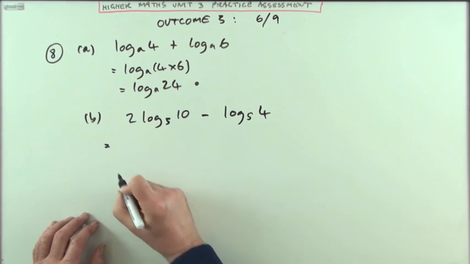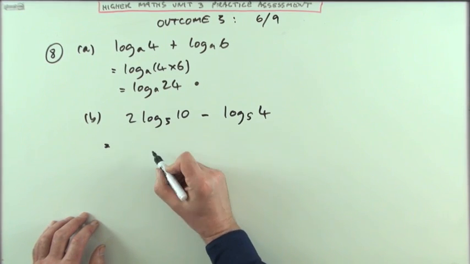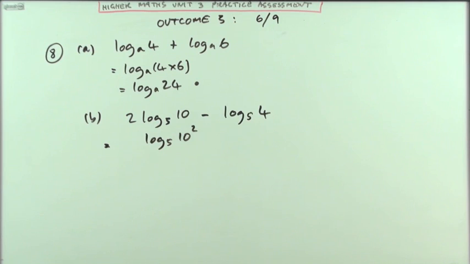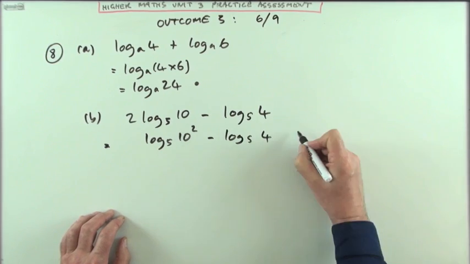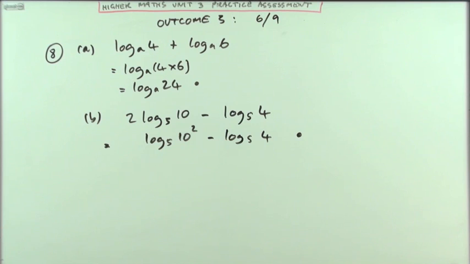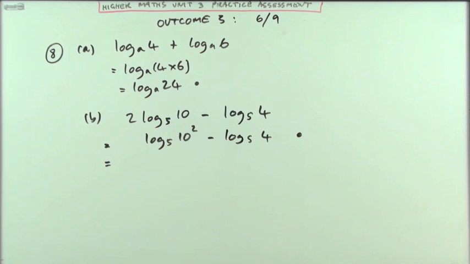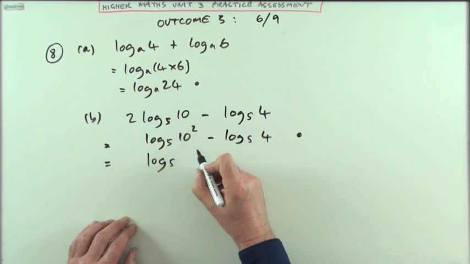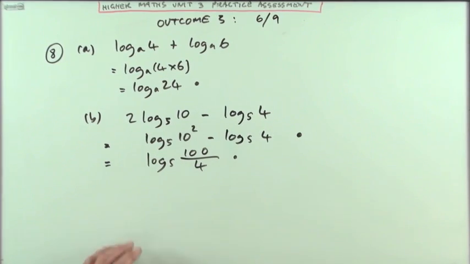Well, the first mark will be for using one of the laws of logs, which is, if I've got a multiple of a logarithm, I can pop that inside as a power of the number it's operating on, minus log base 5 of 4. So there's 1 mark for having carried that operation out. The second mark would be for realising if you're subtracting logs, then you'll be dividing the numbers they're operating on. So that'll be a single log of 10 squared, which you may as well write now as 100, divided by 4. That's the second mark.